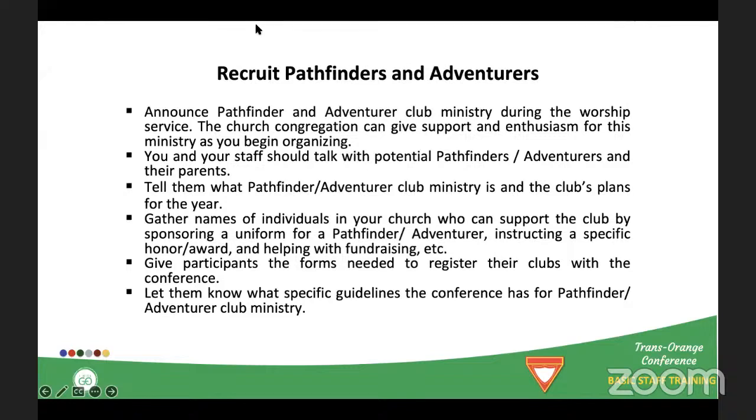In other ways, some of the things you may need to do is make sure the parents understand what pathfinding or adventuring is all about. Because now you need to talk to the pathfinders and adventurers themselves, and you also need to talk to the parents. You may invite another club on a day, or you can just share some videos of what other clubs are doing.